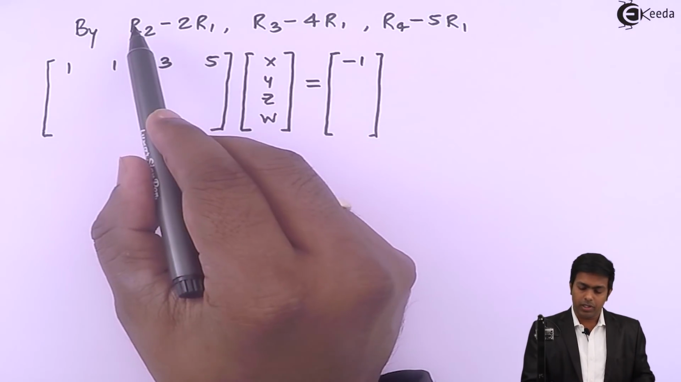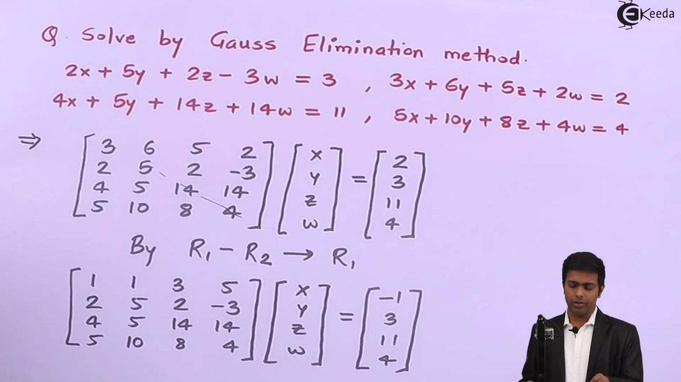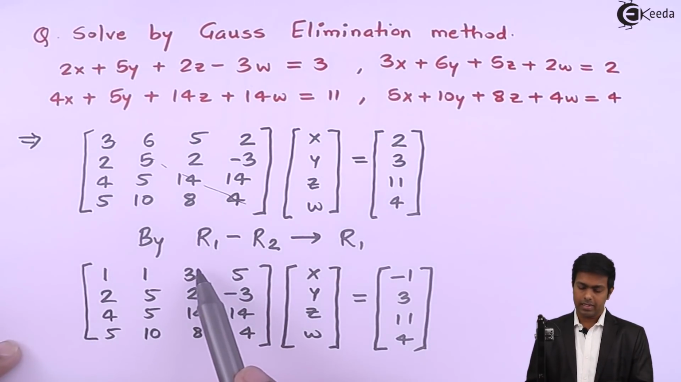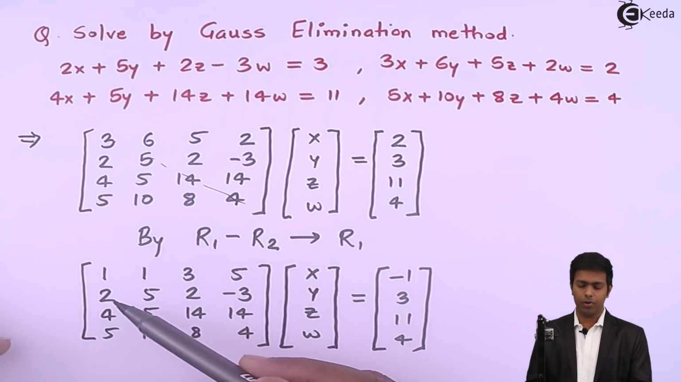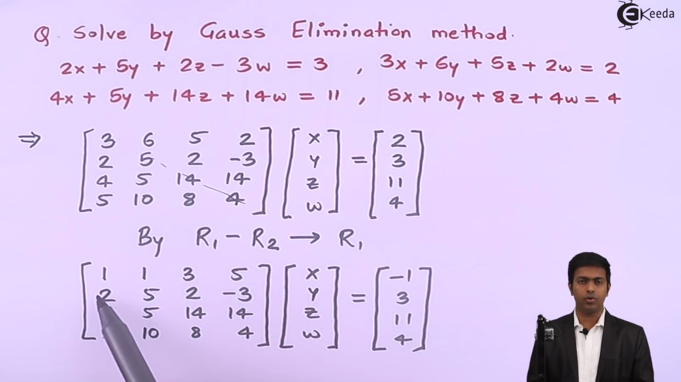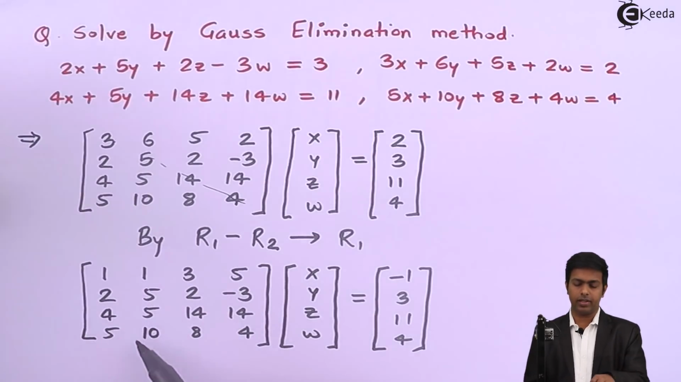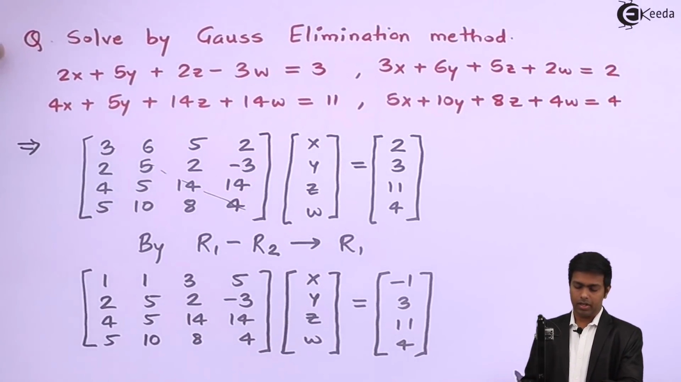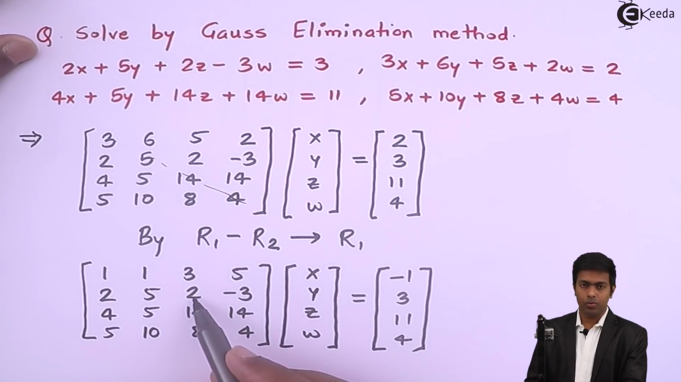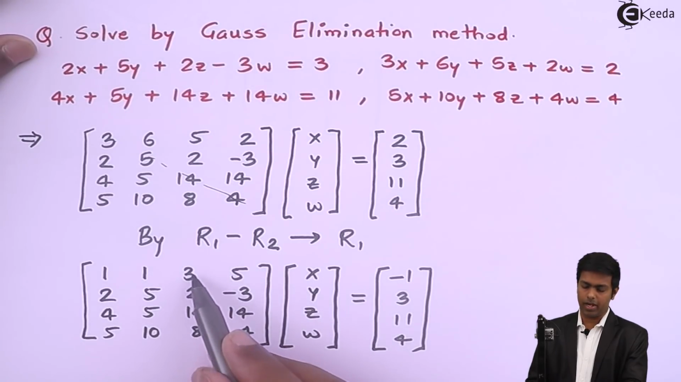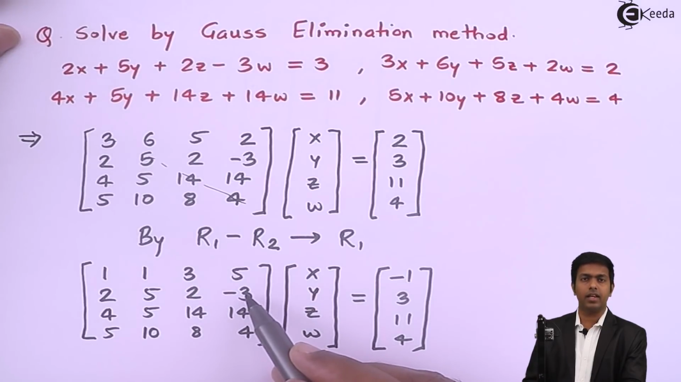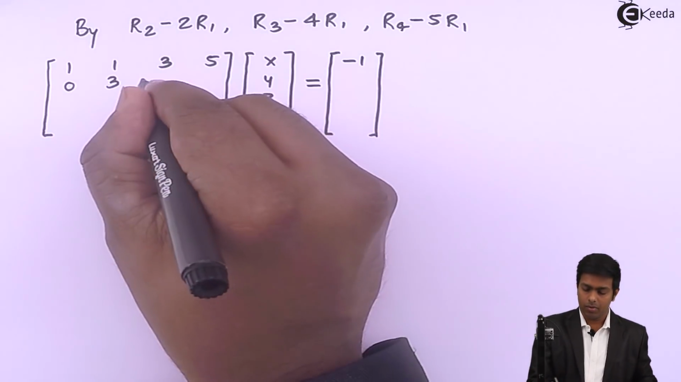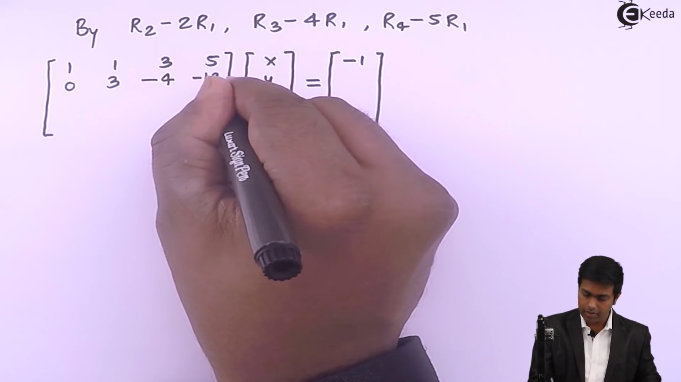Now let's start with the first operation, R2 minus 2 times R1. If I do 2 times R1, this will become 2, 2, 6 and 10. Let's subtract it from row 2. So 2 minus 2 we will get 0, 5 minus 2 we will get 3. So here I will write 0, 3. Next 2 minus 6 is minus 4, and minus 3 minus 10 is minus 13. So here I will write minus 4 and minus 13.